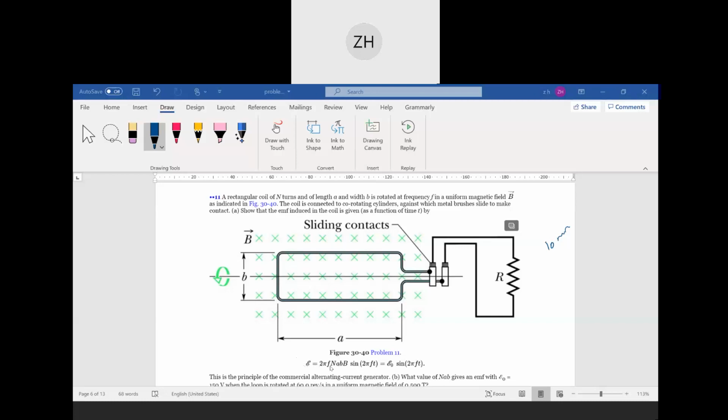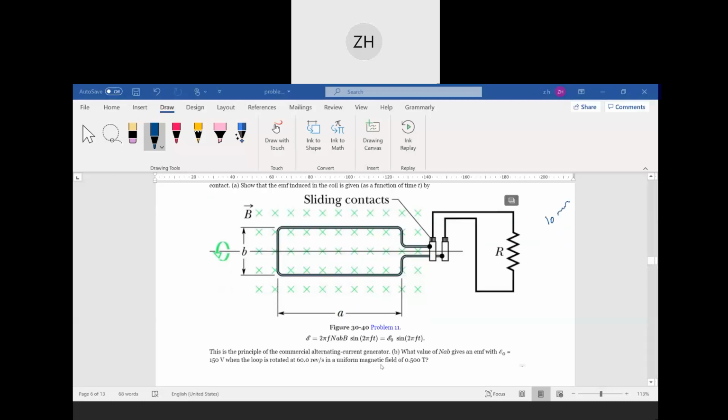So E is equal to 2 pi f n a b times the magnetic field B times sine 2 pi f t. And of course, the setup that you see here, this is the principle of any alternating current generator. So we have this coil that is rotating in a large magnetic field, and this generates the electricity for household usage.